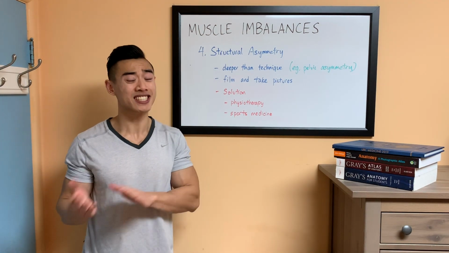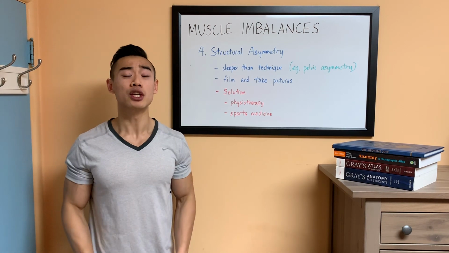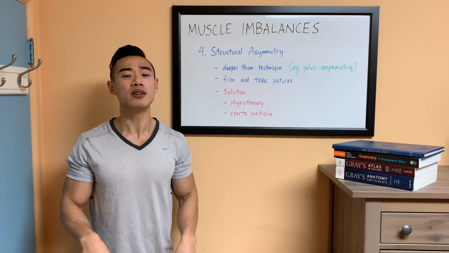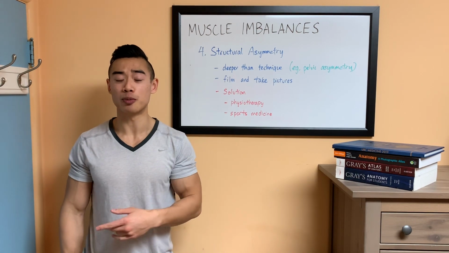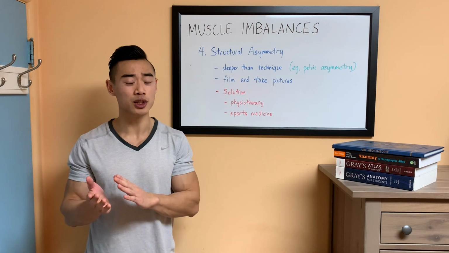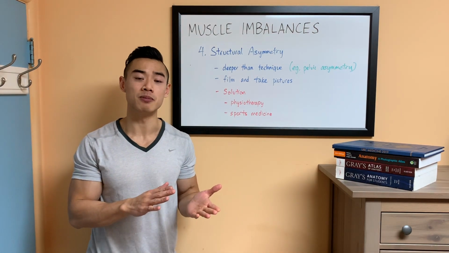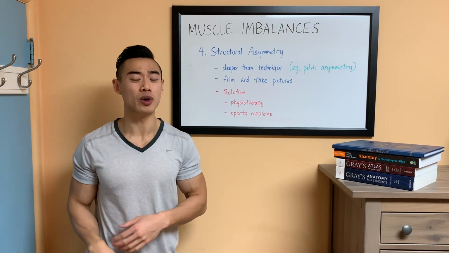You might notice this when you're filming yourself and you see asymmetries in your technique. You can also take pictures of yourself, for example, standing with your back facing the camera and taking a photo and comparing the two sides. These sorts of conditions might also manifest in actual symptoms, like having pain in one of your joints.